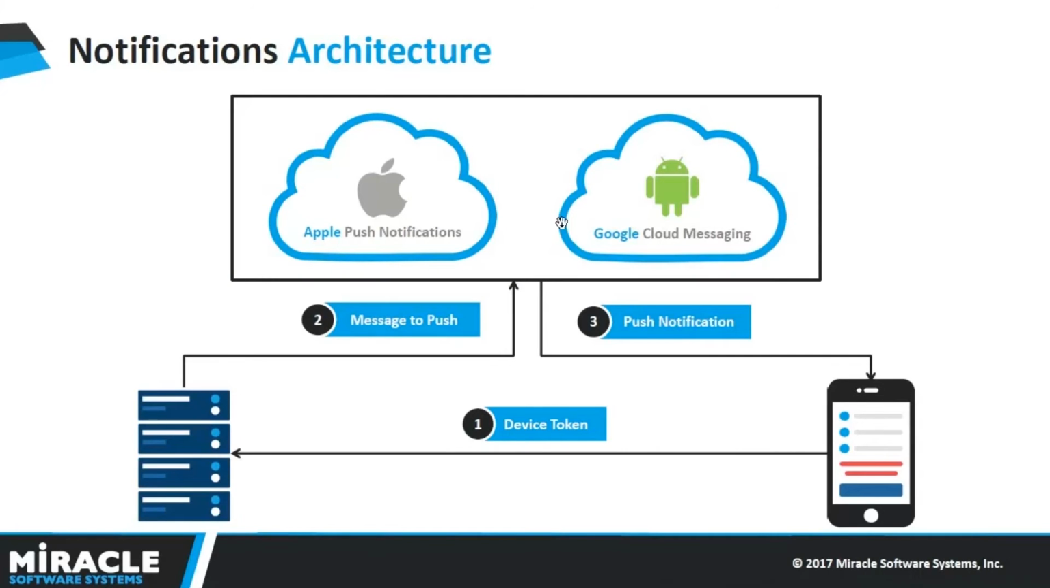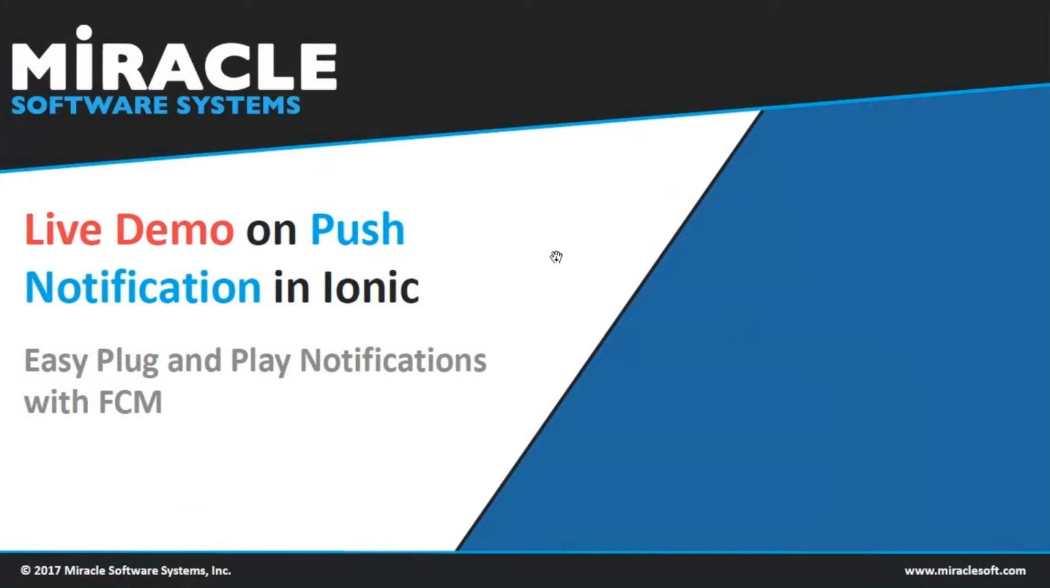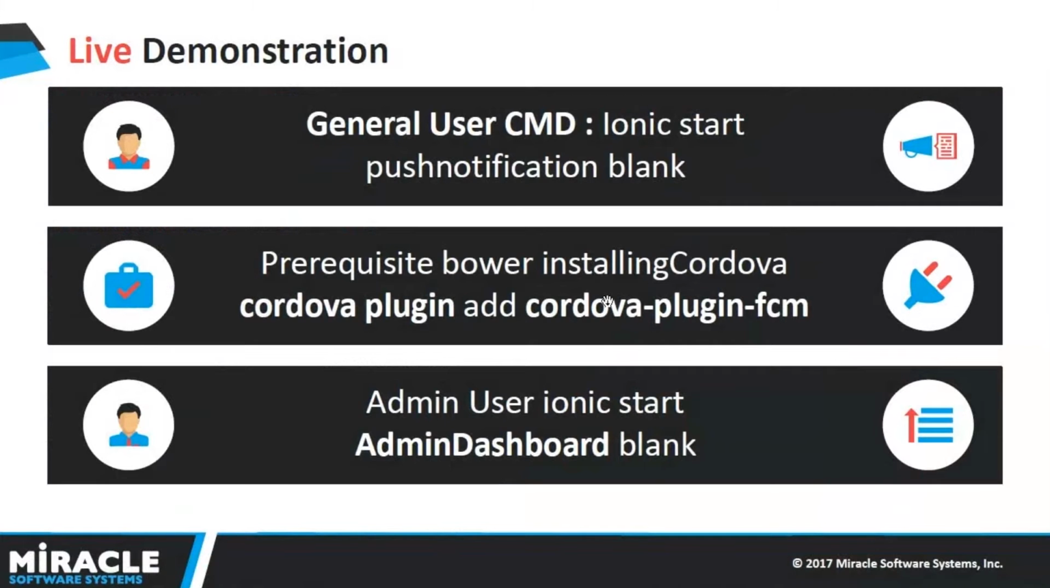This is the sample push notification architecture diagram for your application. Here's a live demonstration of push notifications in the Ionic framework. Here I have already created two Ionic applications. One is the general module, where we can receive notifications sent by an administrator, that is the admin dashboard. You need to install the Cordova plugin FCM in the client module so that we are able to receive those notifications in our application.